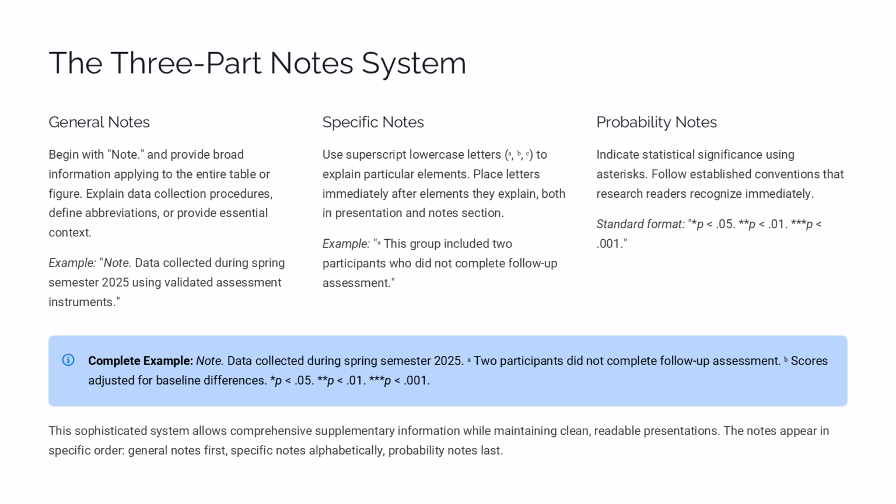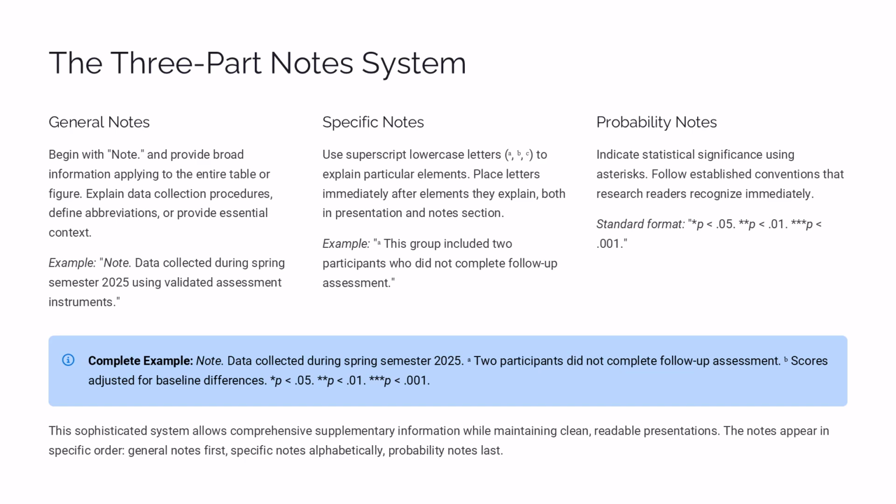Probability notes indicate statistical significance levels using asterisks and appear last in the notes sequence. These notes follow established conventions that most readers in research fields will recognize immediately. The standard probability note format is *p less than 0.05, double *p less than 0.01, triple *p less than 0.001. This notation allows you to mark statistically significant results in your tables with the appropriate number of asterisks, and readers can quickly understand the significance levels without cluttering the data presentation.